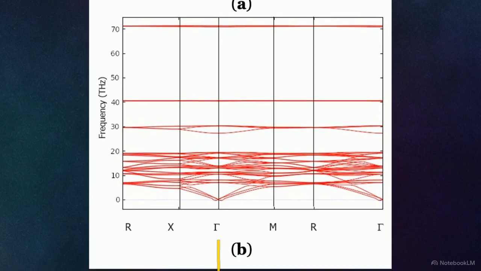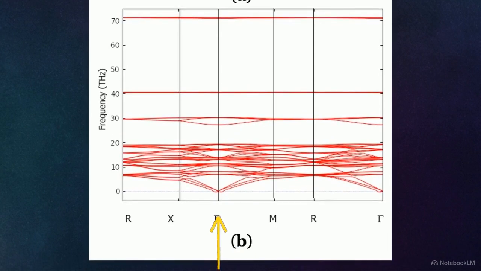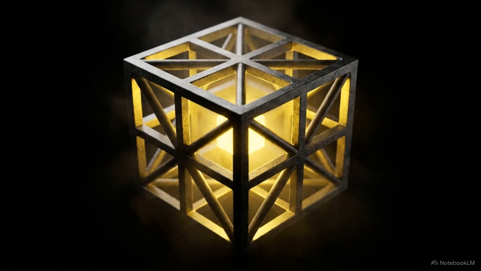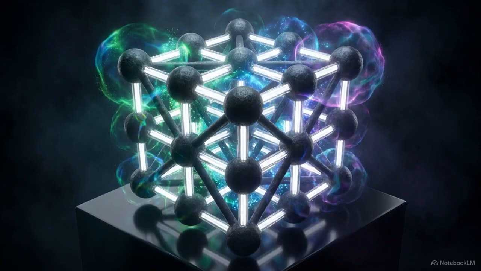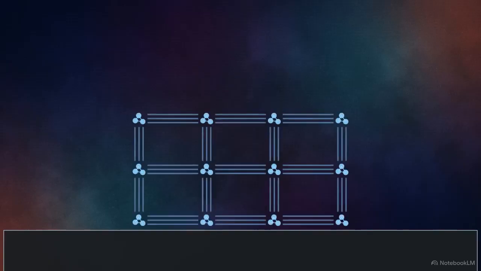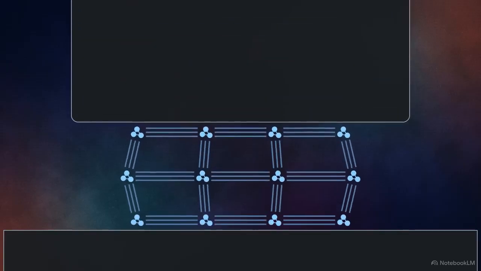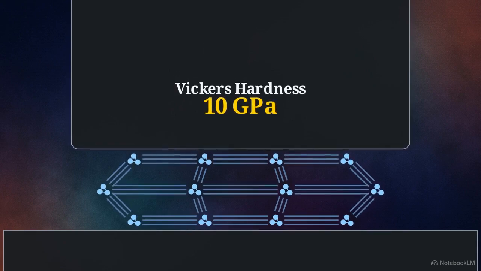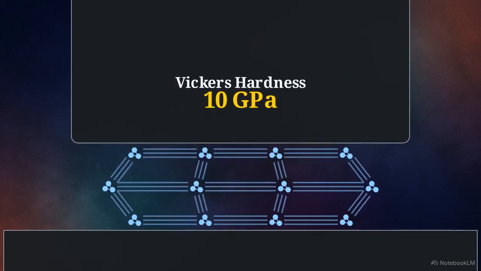Every red frequency line remains strictly above the zero horizontal axis, indicating that its vibrational frequencies are fully positive. Having passed these computational stress tests, yne C16 is a mathematically verified state of matter. Despite its 3D structure, yne C16's geometric distortions create a mechanical paradox. It has a Vickers hardness of only 10 gigapascals, making it highly compressible and ductile. It is an incredibly soft form of carbon.